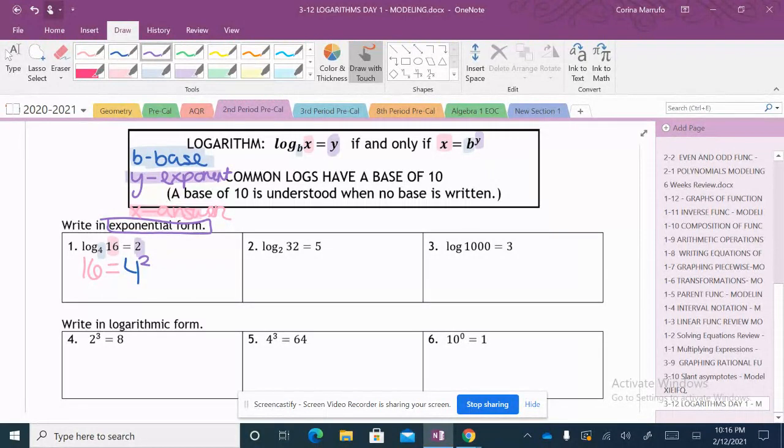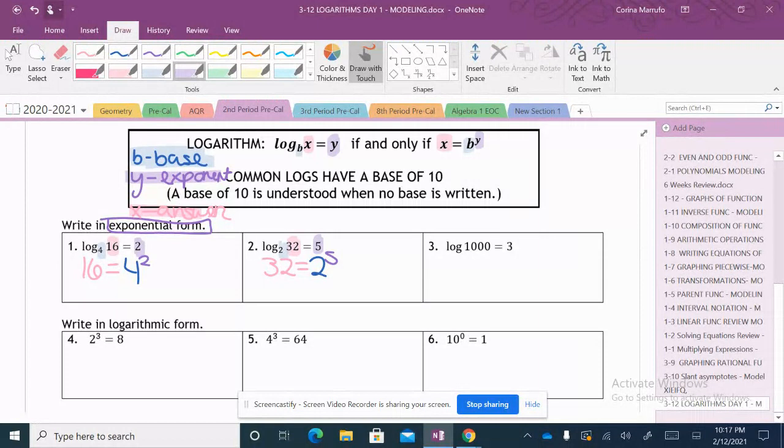Okay, so let's go ahead and try this again. The 32 this time is going to be our answer. So 32 equals, and then our base is a little number 2, so we do 2 to the power of 5, because this is equal to my exponent.